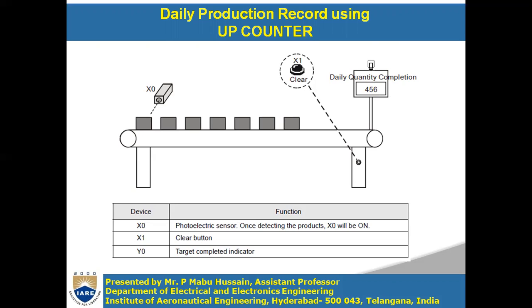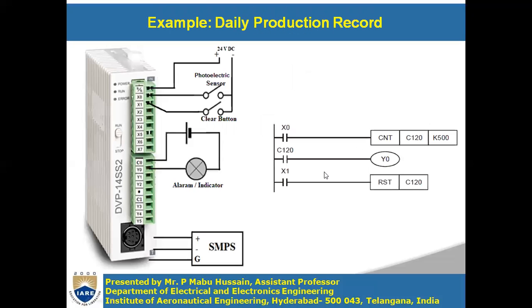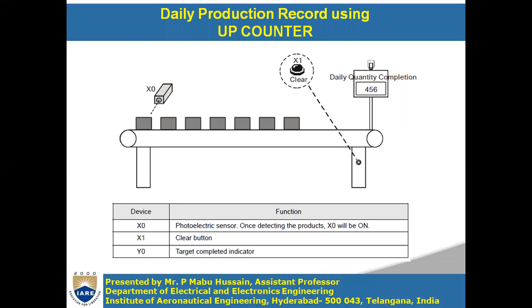Whenever the target is reached, an alarm will go. So this is the example of an up counter. Now let us implement this daily production record using the up counter with the PLC. In the present example, what are the inputs? The photoelectric sensor. Whenever the target of 500 is reached, you have to set the counter to 0 again.